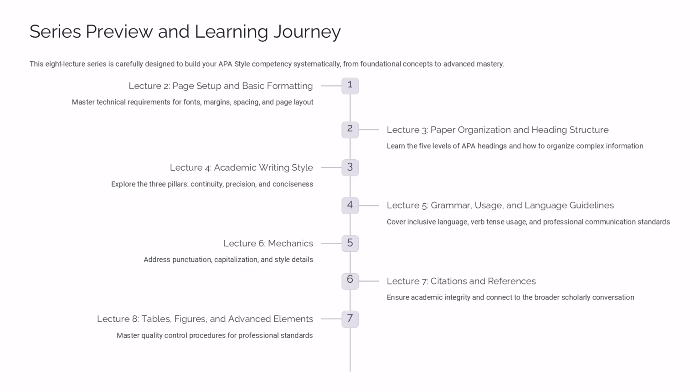Lecture 6 addresses mechanics, the punctuation, capitalization, and style details that demonstrate professional competence and attention to scholarly standards. Lecture 7 provides comprehensive coverage of citations and references, the system that ensures academic integrity and connects your work to the broader scholarly conversation. Lecture 8 concludes with tables, figures, and advanced elements, plus quality control procedures that ensure your work meets the highest professional standards. Each lecture builds systematically on previous knowledge while introducing new concepts and skills.